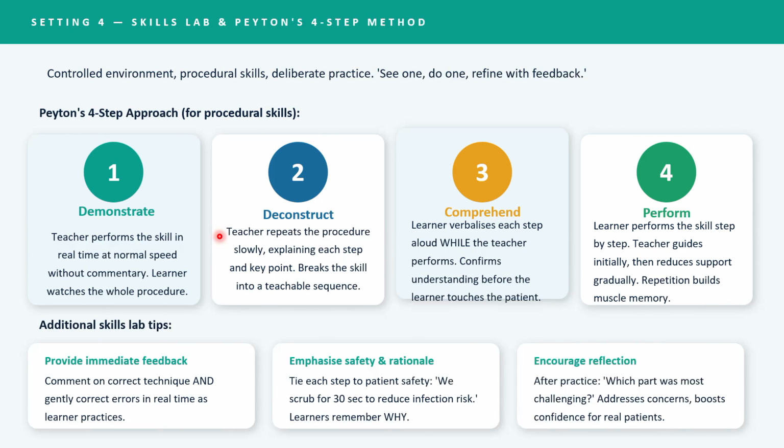The comprehend phase is when the learner verbalizes each step aloud, telling you that you are doing this and this and this while you are performing. The main aim of this stage is to confirm understanding before the learner touches the patient. Finally, in the perform stage, the learner performs the skill step by step. Teachers guide initially, then reduce support gradually. And repetitions build muscle memory.